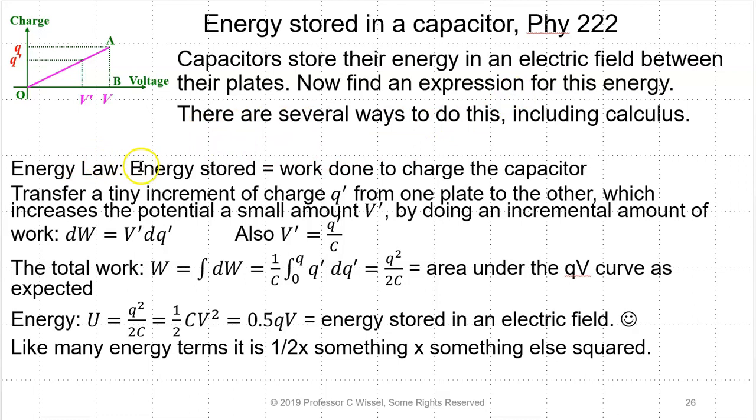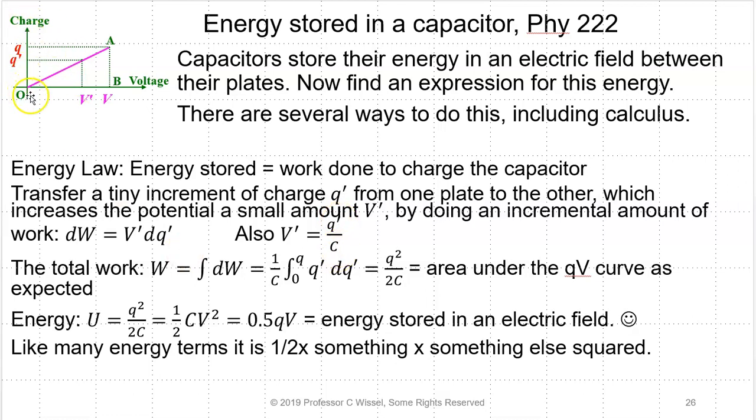The energy law says that the energy stored equals the work done to charge the capacitor, and you never get something for nothing. We're going to transfer a tiny increment of charge Q prime from one plate to the other. That will increase the potential by a small amount V prime by doing an incremental amount of work. dW equals V prime dQ prime. Also, we know that V prime equals Q prime over C.